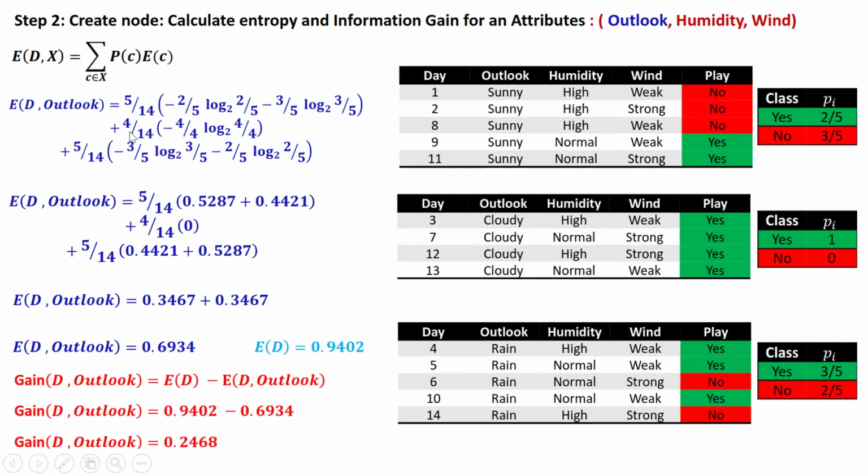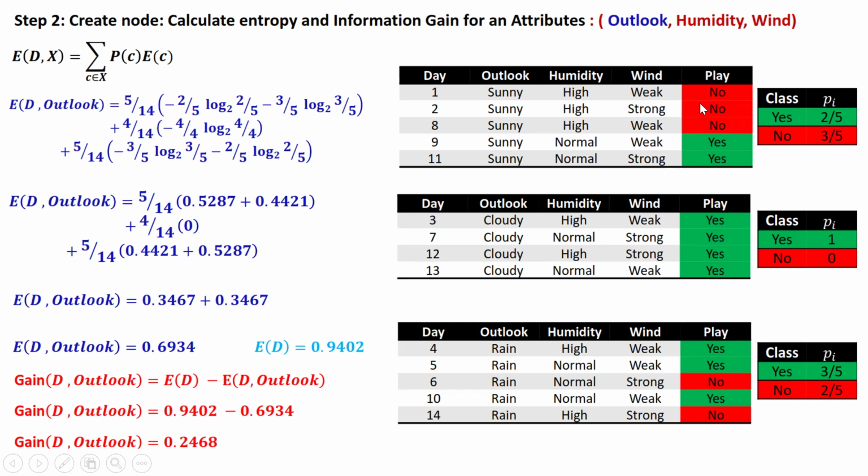So we need to calculate the entropy and the information gain for every attribute. We are going to consider the outlook first. The entropy for this particular feature, in this data set, we are going to calculate for X. X is what? The first attribute, which is outlook.